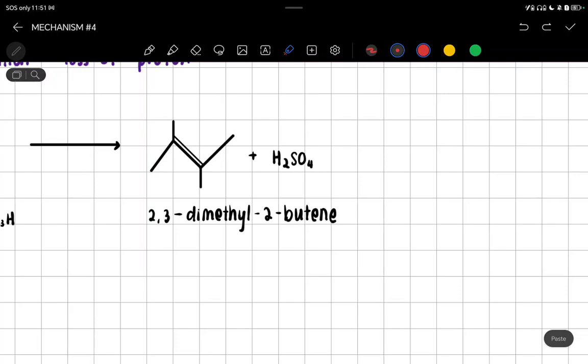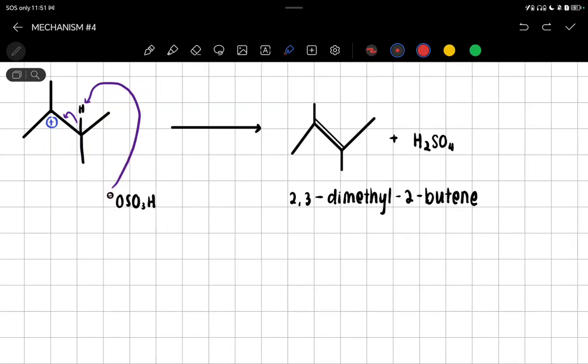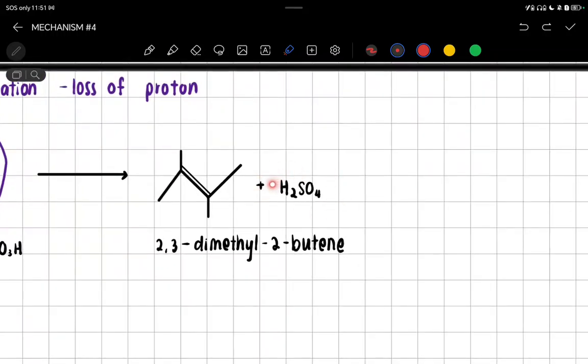So in this process, the base will abstract a proton, as in the previous step. So this will result in the reformation of the H2SO4 structure at the end of the mechanism.